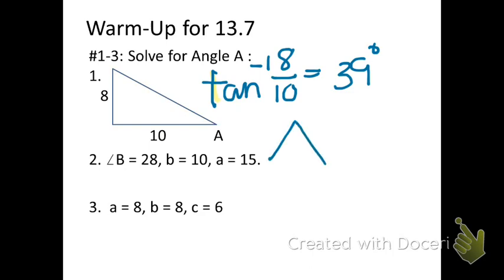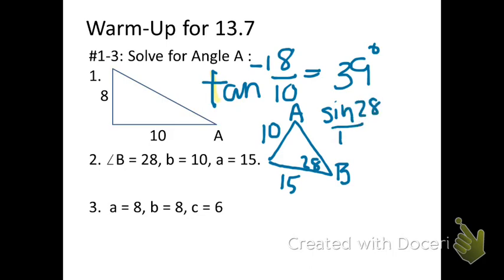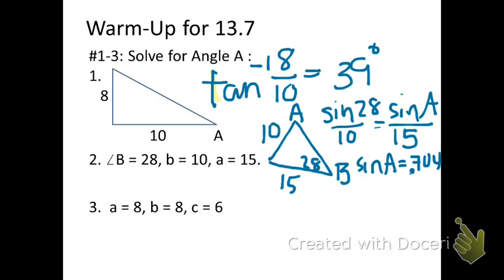This second one is based on a non-right triangle, so here's B, which is 28, and little b's opposite. If this were A, then this would be 15, and we're going to use the law of sines. So the sine of 28 is to 10, as the sine of your unknown angle A is to 15, and when you cross multiply, you would get that the sine of A equals 0.704, and then you would do an inverse sine so that you would find A is around 45 degrees when you round off.